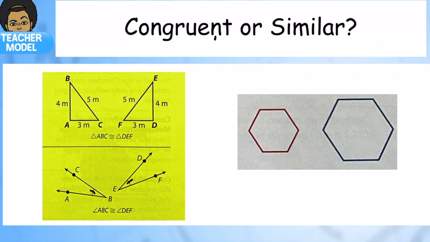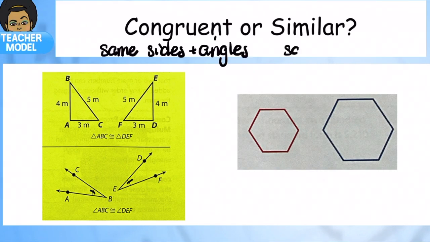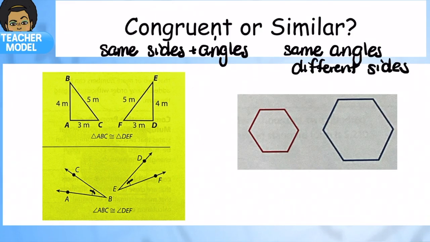So, very quick notes I want you to think about when we think about congruent figures, congruent polygons. They have the same sides and angles. When we have two figures that are similar, they'll have the same angles, different sides. And when we talk about figures that are congruent or angles that are congruent, we're going to use an equal sign and put a squiggly little line right on top of it.